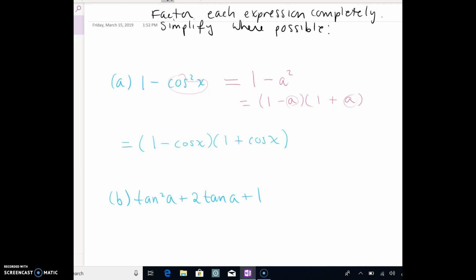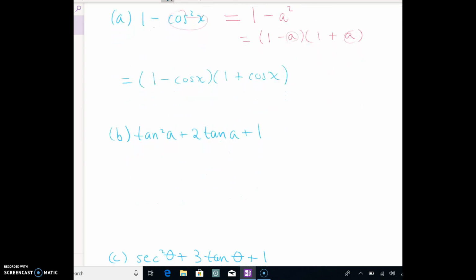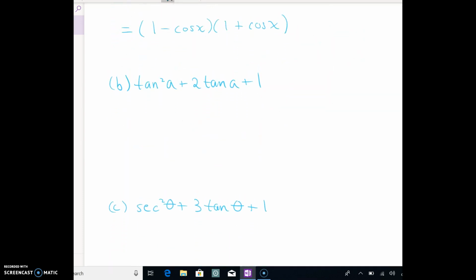1 times 1 is 1. 1 times cosine x is 1 plus 1 cosine x. A negative cosine x times 1 is minus 1 cosine x, so those middle two terms are going to cancel. And then negative cosine x times positive cosine x, well, negative times a positive is a negative, and cosine x times cosine x is cosine squared x. So that works.